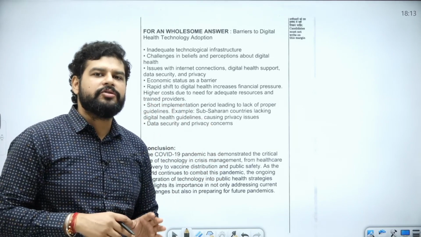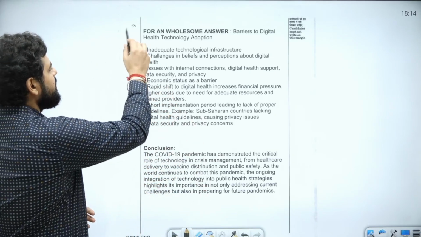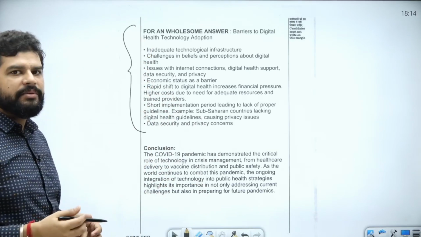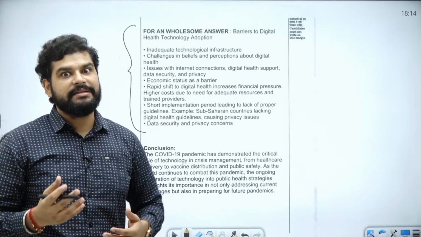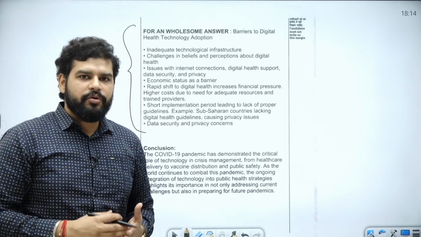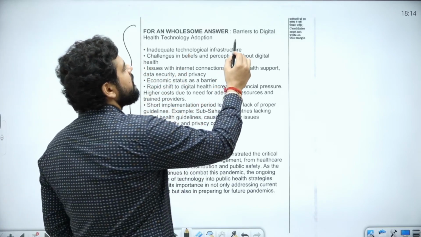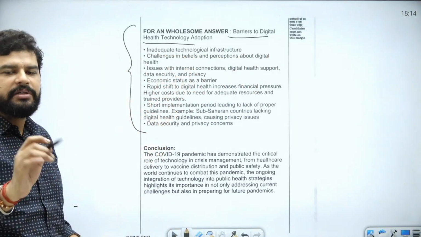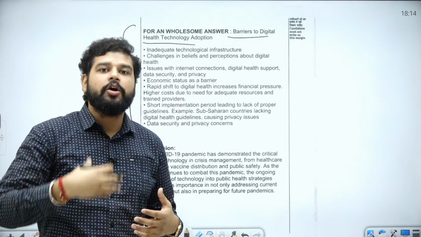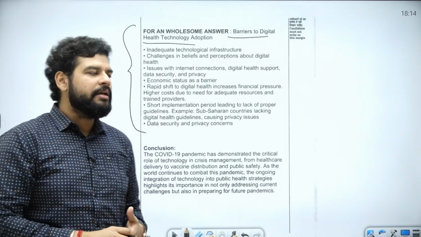You don't need to actually write in a very long manner like I've done, because what happens is you read 8 points but you remember 6 points, and then in exam pressure you write 4 points and even less than that. So the point you need to note is, for a wholesome answer, you need to write something else also, which is barriers to the digital health technology adoption, or you can say barriers to adoption of health technology, digital health technology, right? So what can be done?